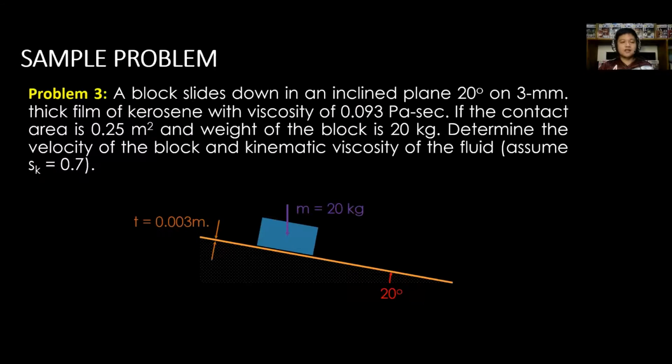So for our next sample problem, a block slides down an inclined plane 20 degrees on a 3 millimeter thick film of kerosene with viscosity of 0.093 Pascal second. If the contact area is 0.25 square meter and the weight of the block is 20 kilograms, determine the velocity of the block and the kinematic viscosity of the fluid. Assume that the specific gravity of the kerosene is 0.7.